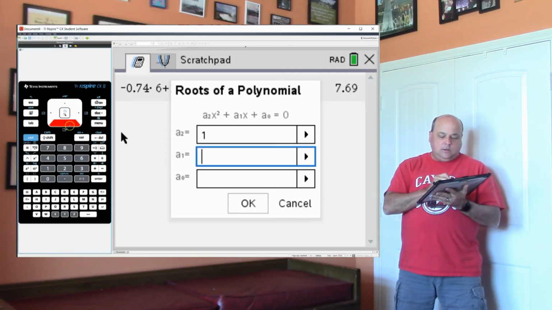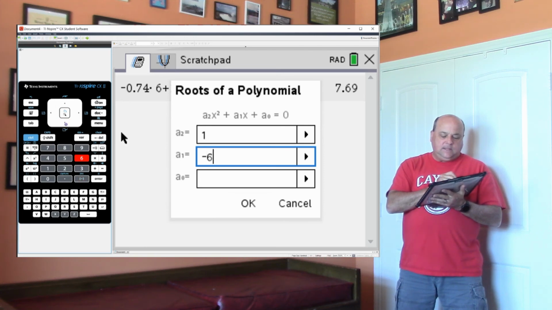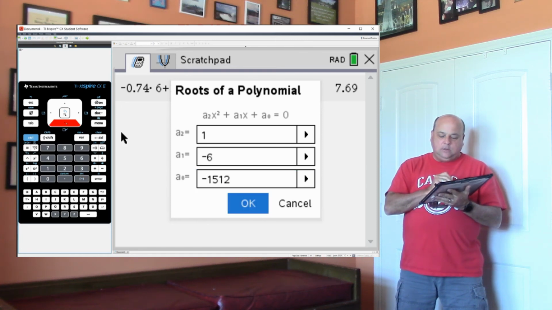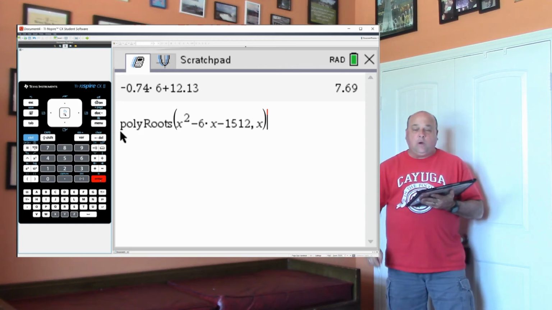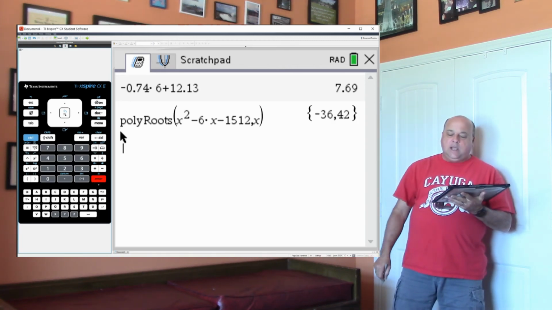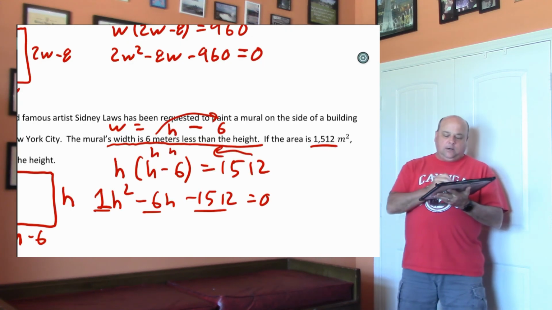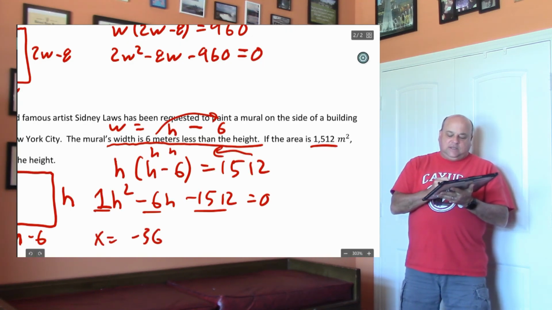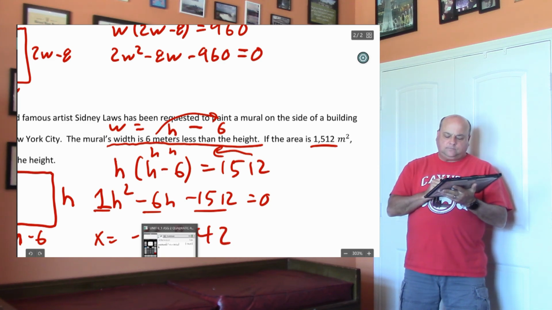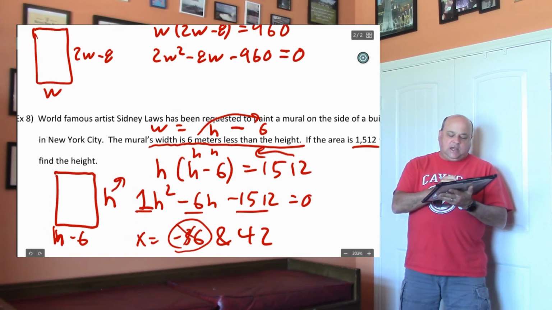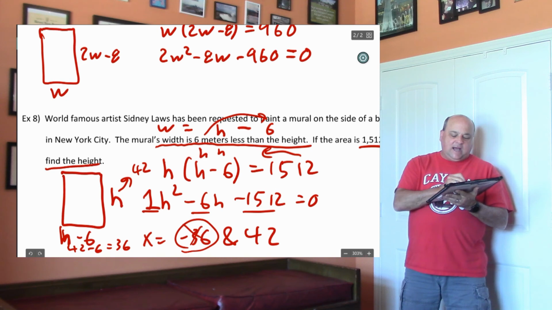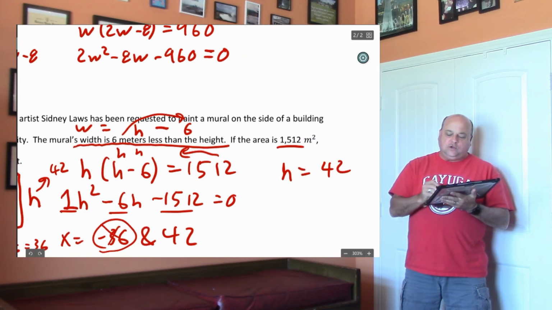1, down, negative 6, down, negative 1512, down, and then hit enter. Now then, this should be the equation we want. It is. So hit enter again, and shazam. Those are the zeros, negative 36 and 42. So go up to your calculator, write down x equals negative 36 and 42, right? Is that correct? Yep. Can I have a negative? I can't use the negative, so the h is going to equal 42. And 42 minus 6 equals 36. Okay, so find the height. The height is going to be equal to 42.